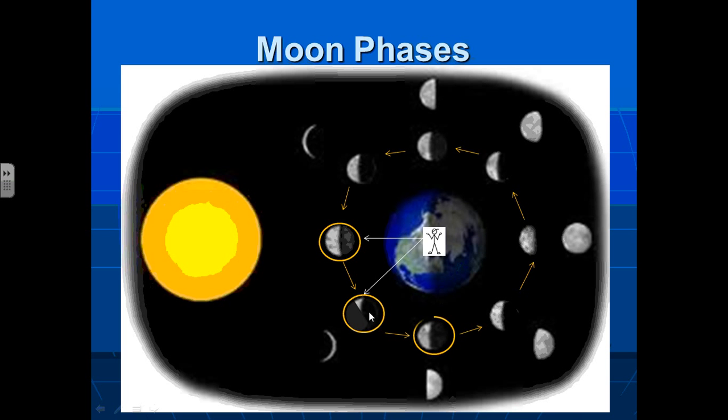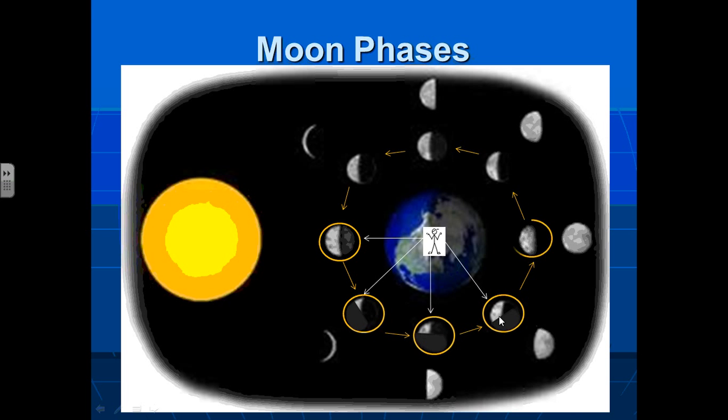As the moon continues to go around, we see a new part of the moon. The moon is getting bigger in our eyes, so we can now see half of the moon. This is our first quarter. As the moon continues to go around, we can see more and more light. So this is our waxing gibbous. We can see 3/4 of the surface of the moon.